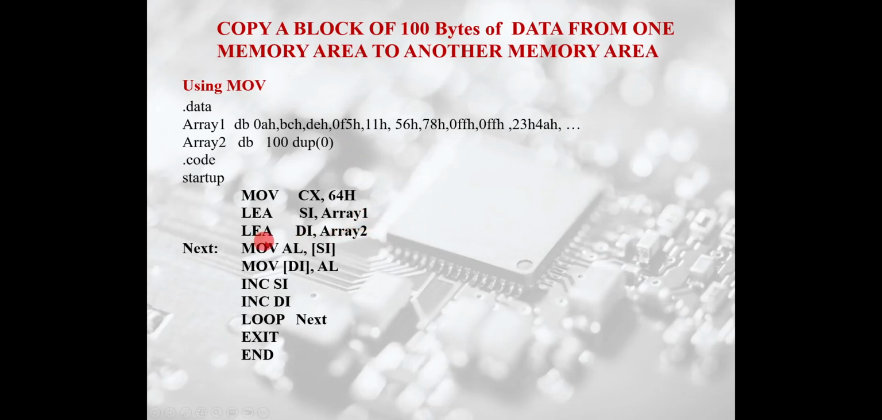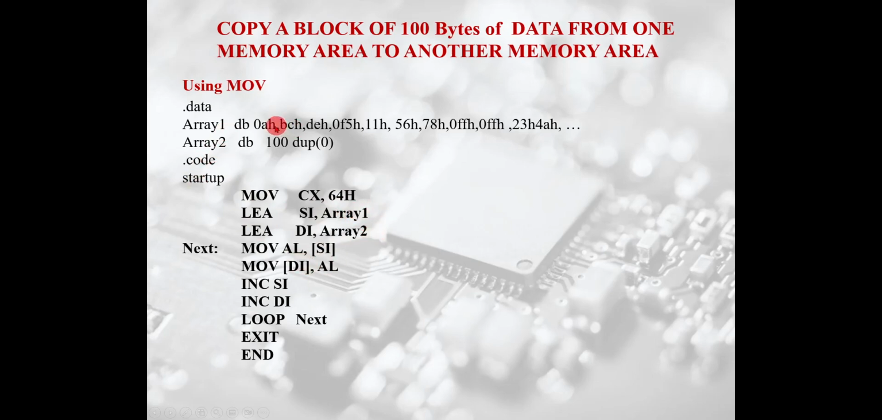Now LEA DI brings this memory address out here. Now what I need to do is MOV AL, [SI]. So this address is brought here, and from the first memory location, this data will be brought into the AL register. And when I write MOV [DI], AL, the same data from AL is going to be pushed into the second memory location defined by DI, right? So array 2. So this first data from here.